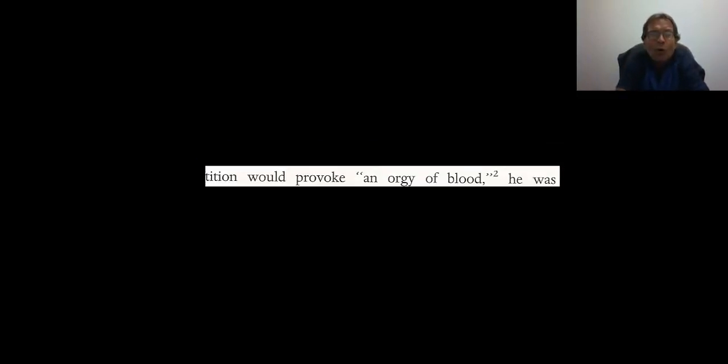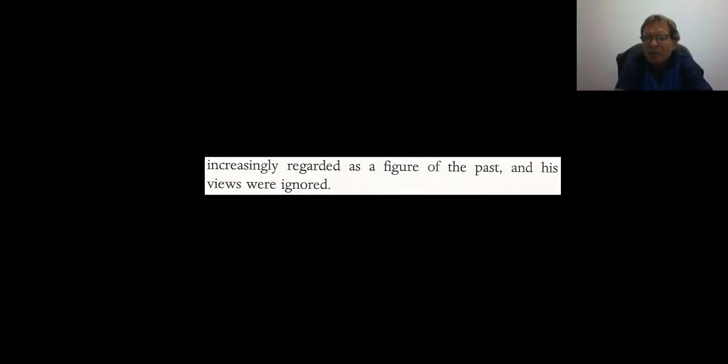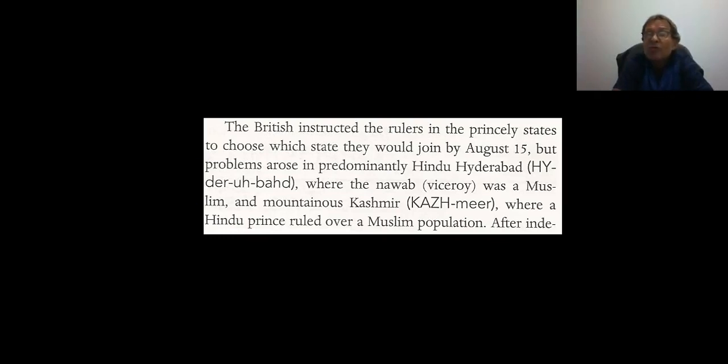Although Mahatma Gandhi warned that the partition would provoke an orgy of blood, and that's from L. Collins and D. LaPierre in Freedom at Midnight, in New York Press, 1975, page 252, Gandhi was increasingly regarded as a figure of the past, and his views were ignored. And the British instructed the rulers in the princely states to choose which state they would join by August 15th. But problems arose in predominantly Hindu Hyderabad, where the Nawab, the viceroy, was a Muslim, and mountainous Kashmir, where a Hindu prince ruled over a Muslim population.